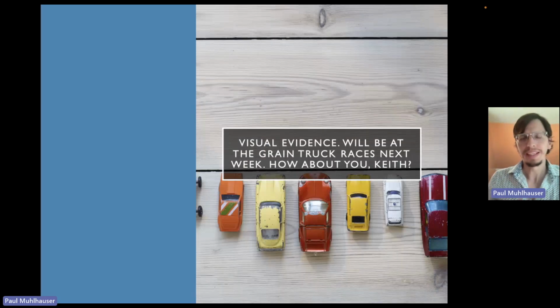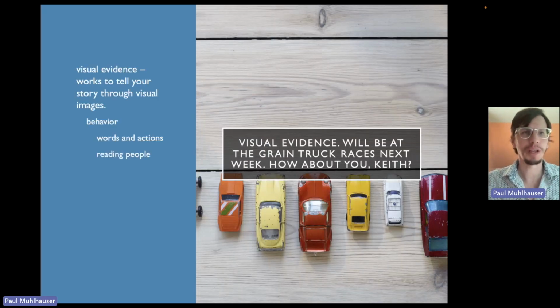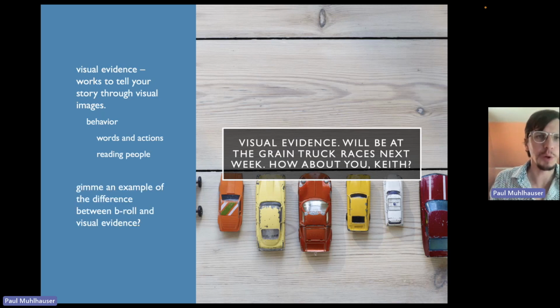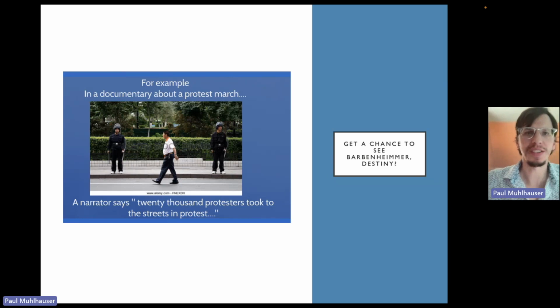Okay, so B-roll is different from visual evidence, and visual evidence works to tell your story through the images. So you see behaviors, there's words and actions that line up together, and it's about reading people and the situations and letting people read those people. An example of the difference between B-roll and visual evidence we can see here. This would not be good visual evidence. It could work as B-roll, but it's trying to be visual evidence.